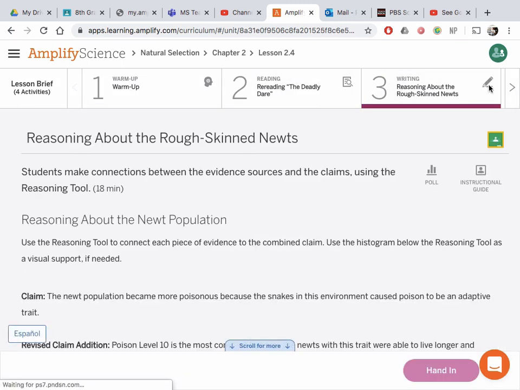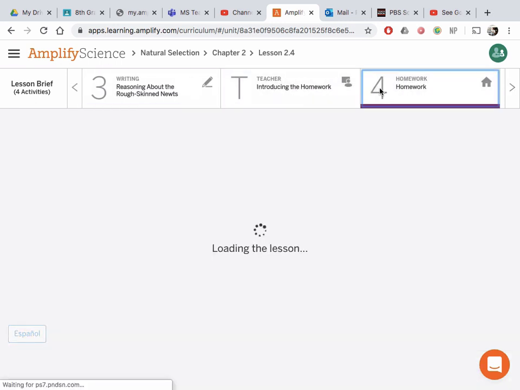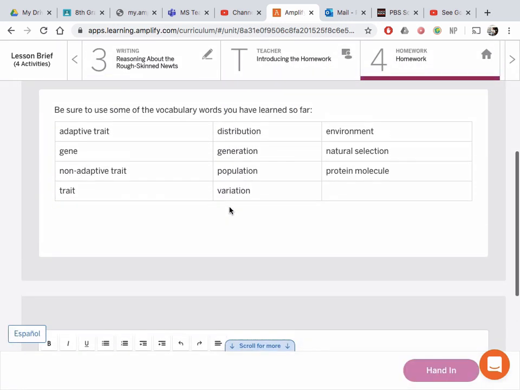I'm going to go back to the argument. I'll give you some clues because you're watching this YouTube video, and I thank you for that. So, adaptive trait. What's the adaptive trait that the newts have? It's poison, right? What's the non-adaptive trait? Not having poison. How can we use the word population here? A population of newts in a certain ecosystem they were tracking. What's the environment of the newt?